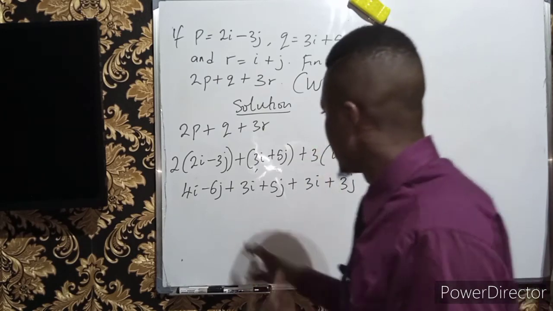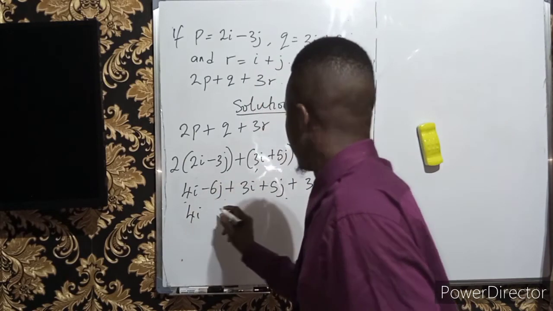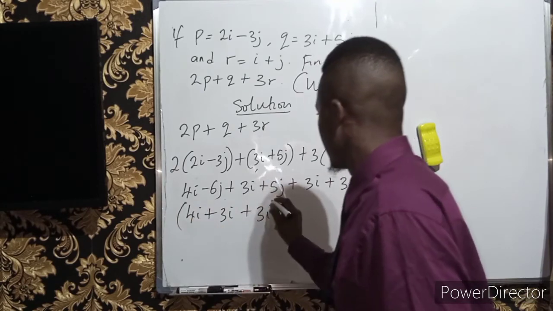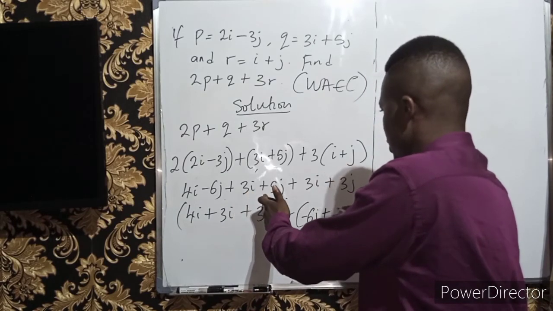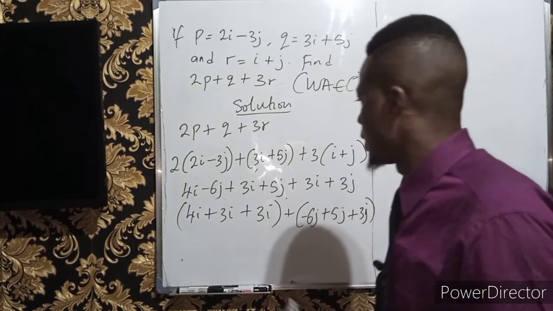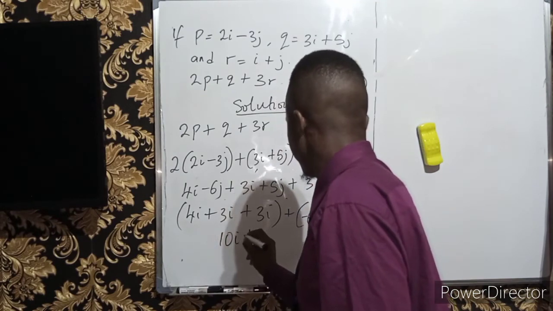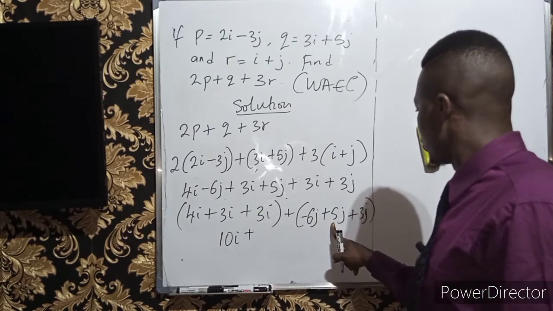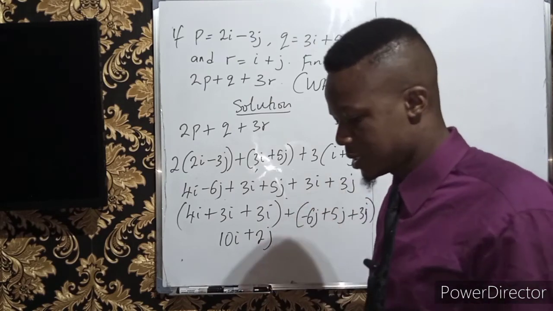We collect like terms. I and i, so we have 4i plus 3i plus another 3i. Since they are in 2 dimensions, plus minus 6j plus 5j, then plus 3j. Now 4 plus 3 is 7, plus 3 is 10, so this gives us 10i. Then minus 6 plus 5 is minus 1, and minus 1 plus 3 is just 2, so plus 2j. This is just the answer.